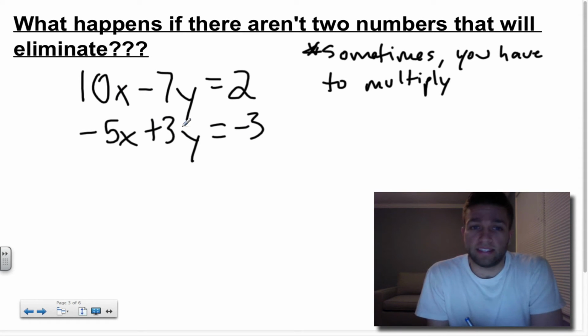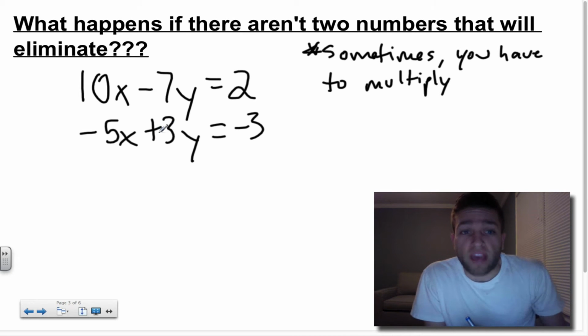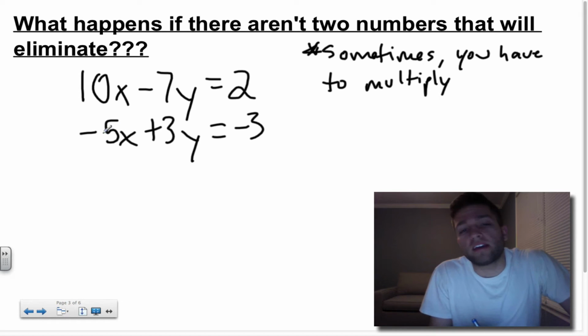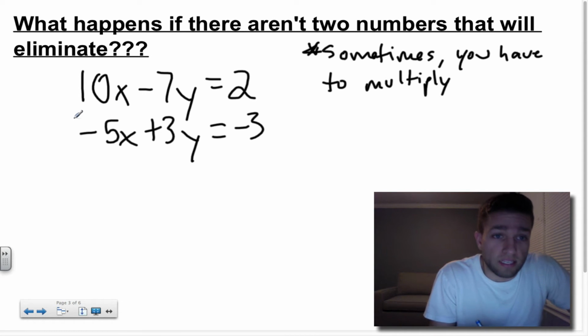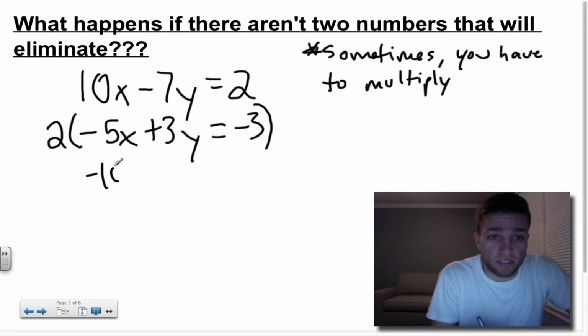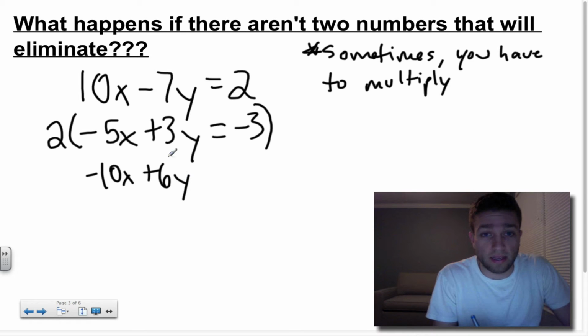Nothing is going to cancel out easily, but if you know your factors well, 10x and negative 5x, if I could somehow change this negative 5x into a 10x, then these would cancel out. And the way to do that is by multiplying the whole entire equation by, in this case, 2. Because 2 times negative 5 is now negative 10x. 2 times 3y is 6y. And then 2 times negative 3 is negative 6.